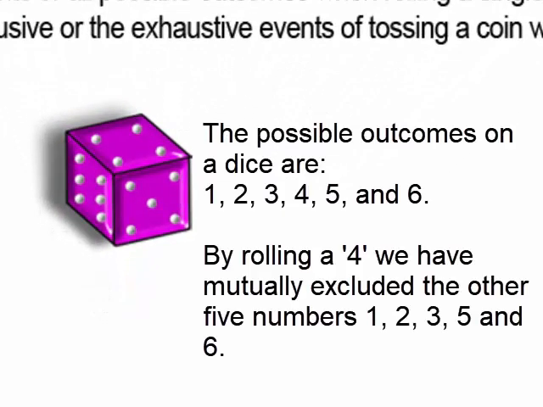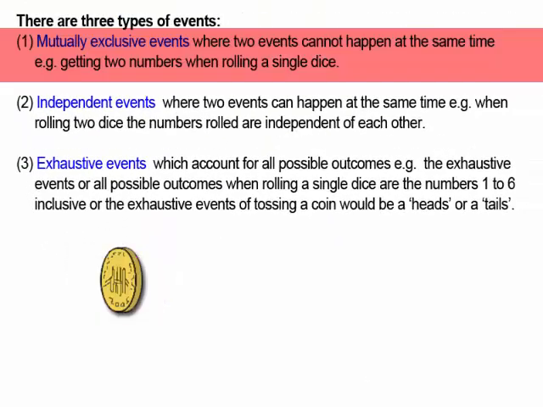Rolling a single dice or tossing a single coin are examples of mutually exclusive events. For example, when we roll a single dice, we can only roll one number, and when we roll that number, all the other numbers are excluded. In other words, by rolling one number, we have mutually excluded other outcomes or events from happening at the same time. The same happens when we toss a coin.